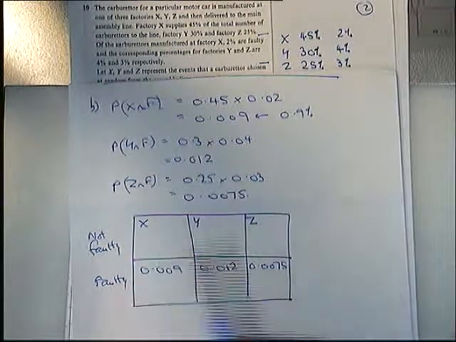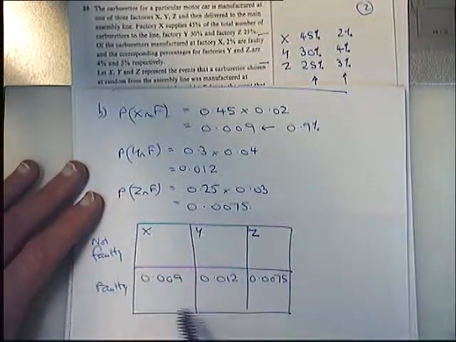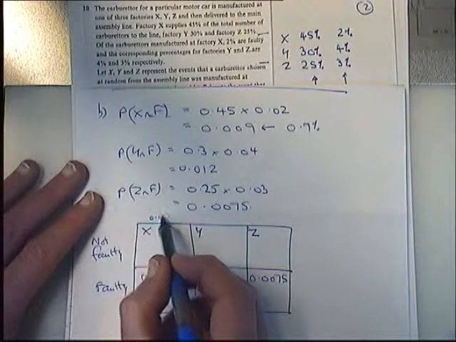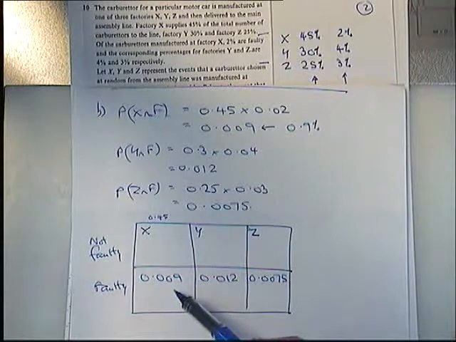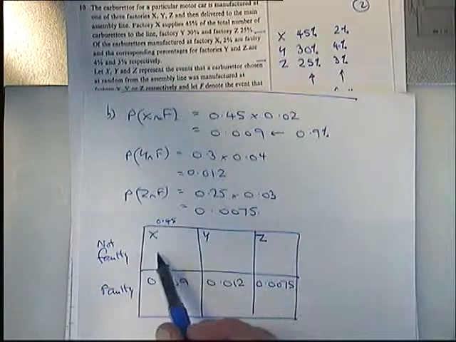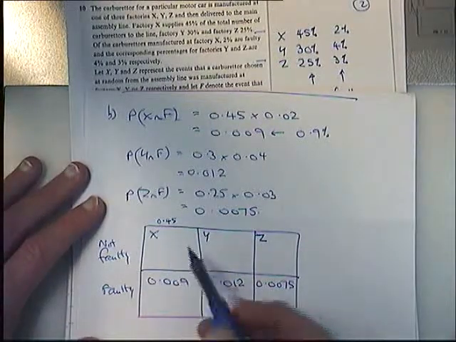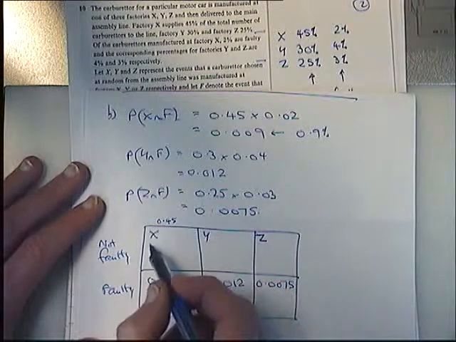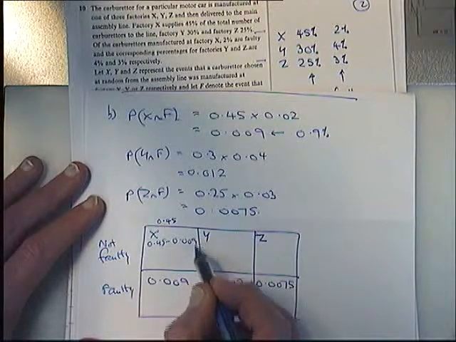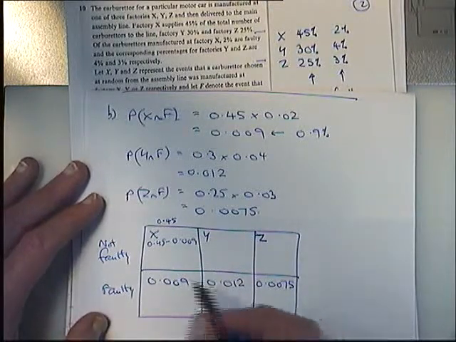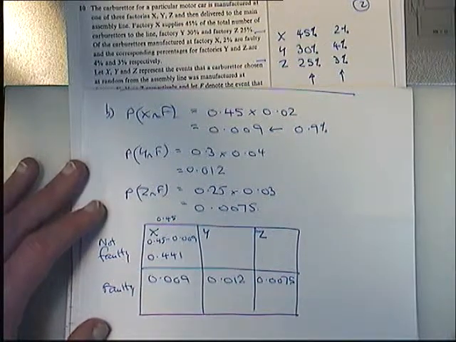Now I know that 45% of the whole lot are made at factory X. So in this X section here, everything has got to add up to 0.45. Well, if there's 0.009 here, what do I do to work out the number that's going to go in this top bit of X? Take away the faulty number. Yeah, take away this one. So this number here is going to be my 0.45 take away the number that's already in that section. And if you do that, you get 0.441.